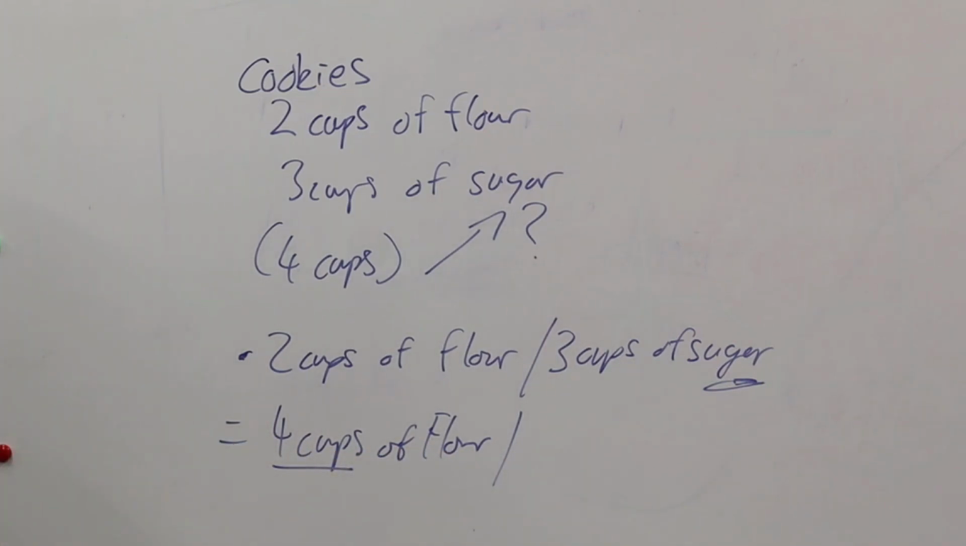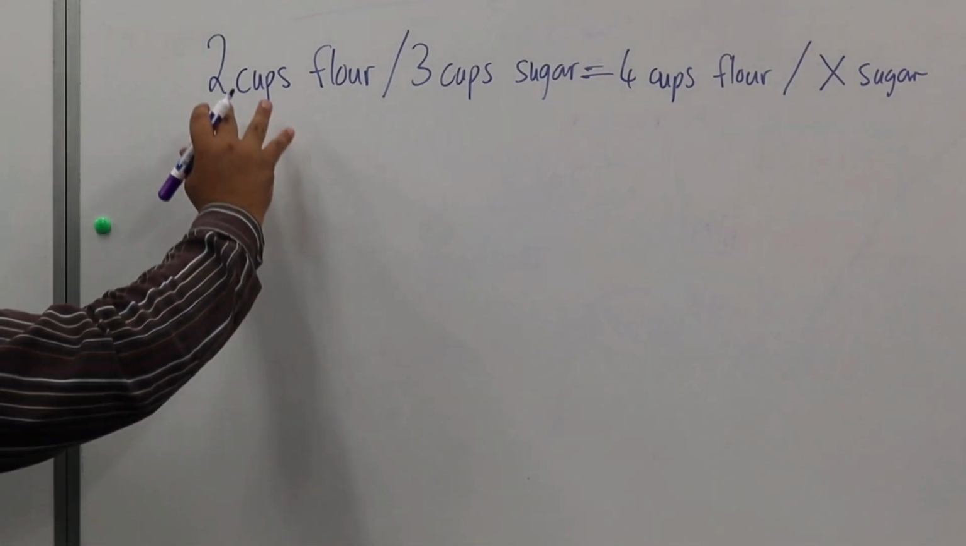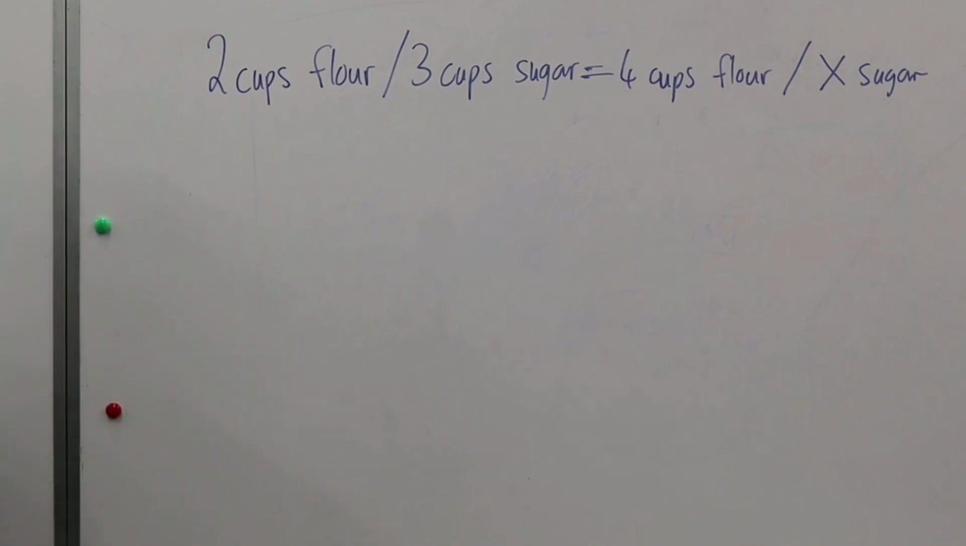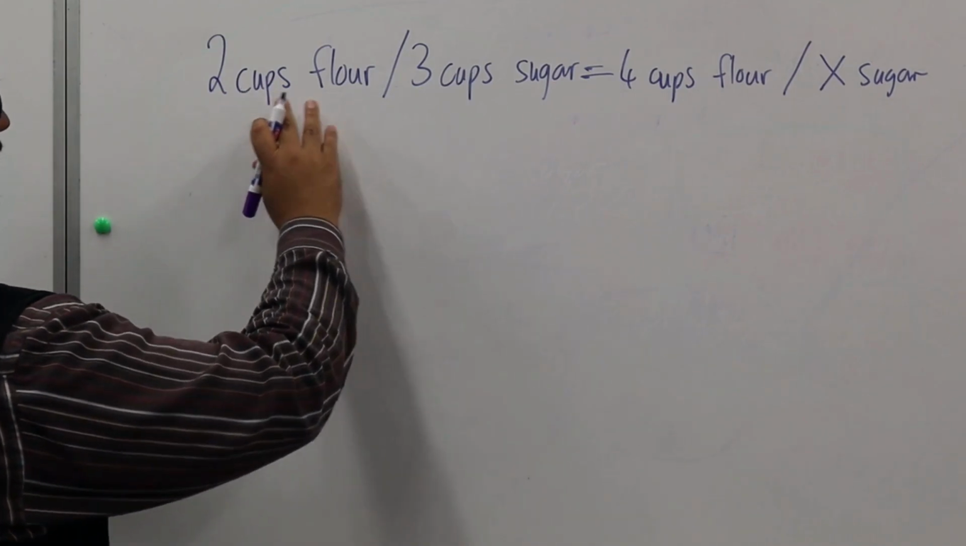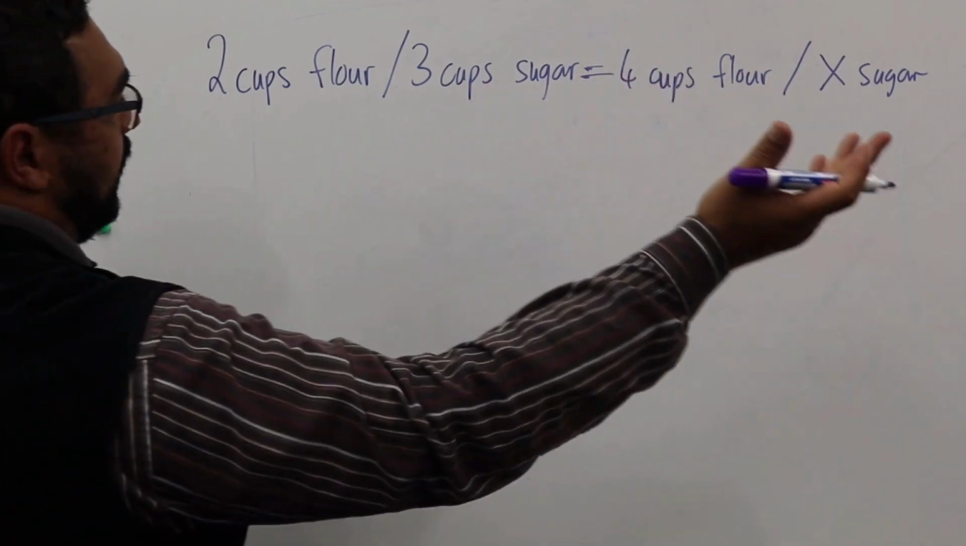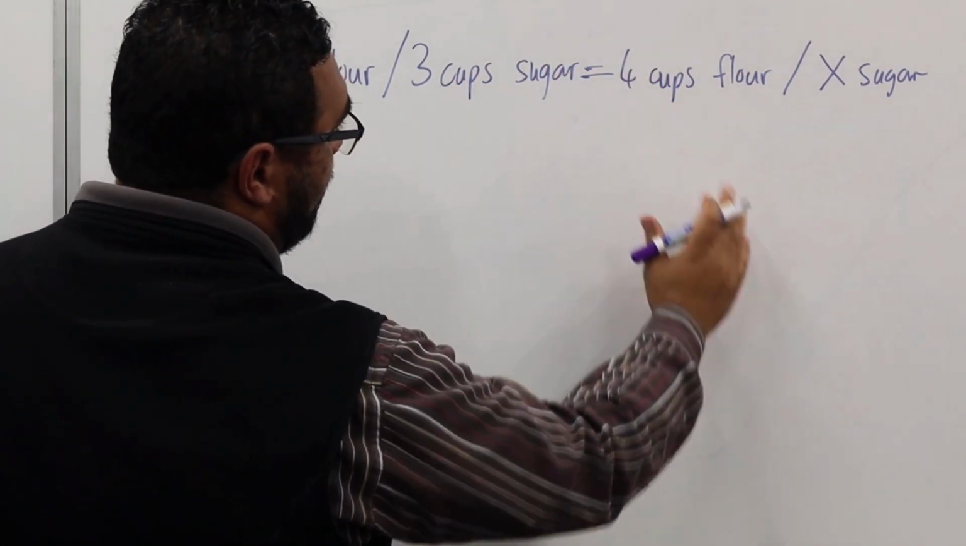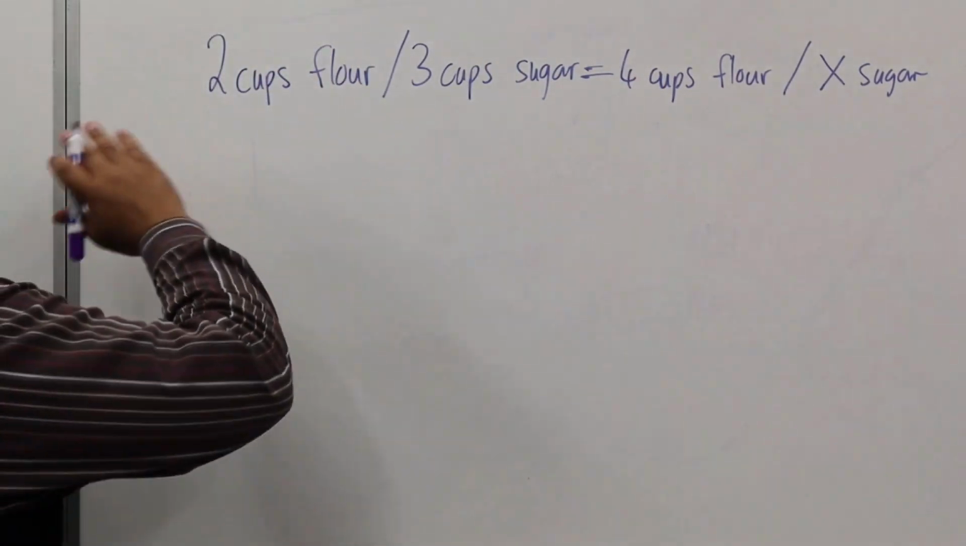So what are we going to have to do here? Right, so now I'm going to write it out like this. Again, we've got our 2 cups of flour that they told us about. And for every 2 cups of flour, we're using 3 cups of sugar. So they want to know how many cups of sugar we're going to be using if we have 4 cups of flour. So that is step 1.